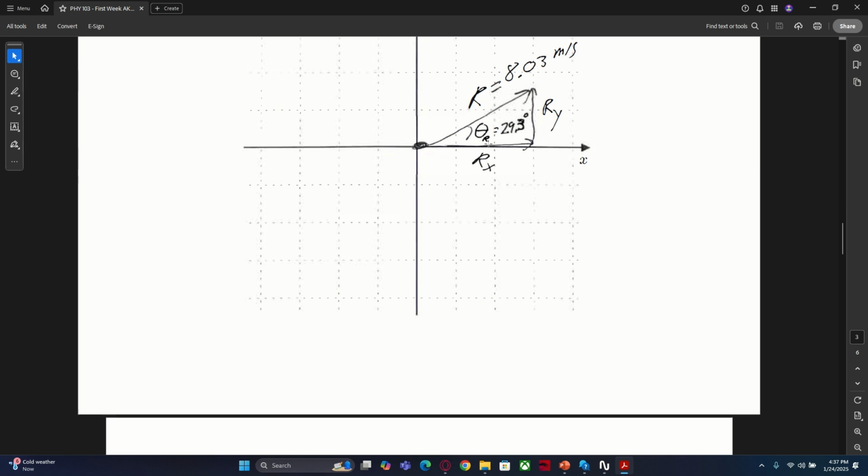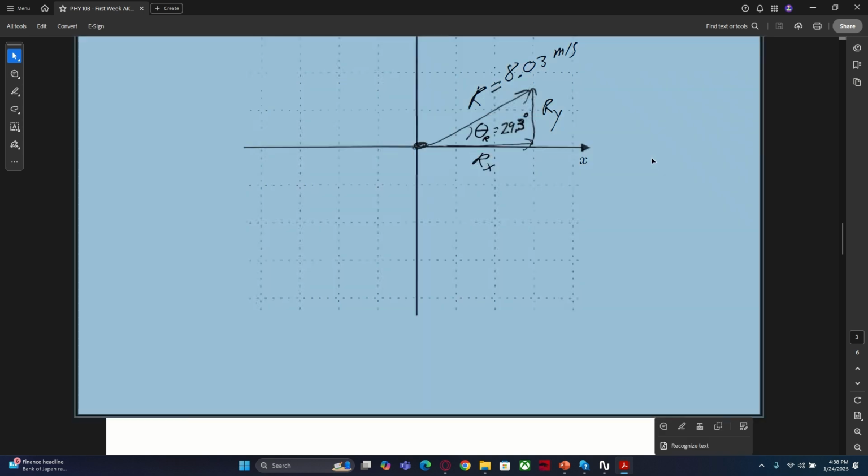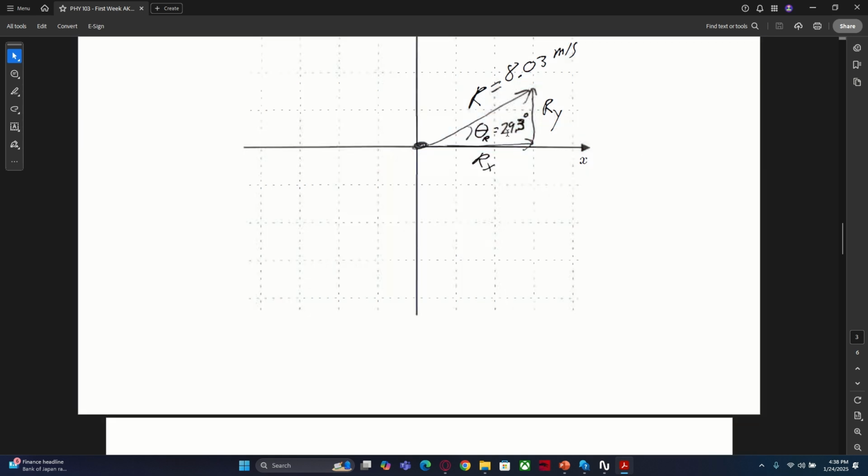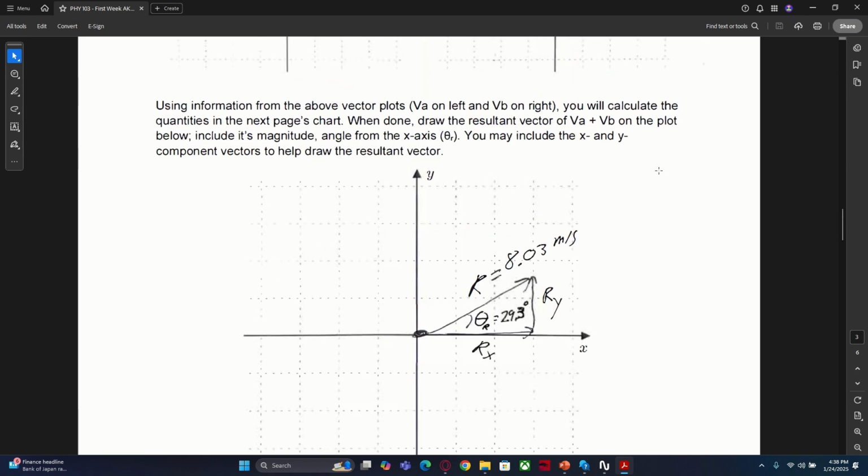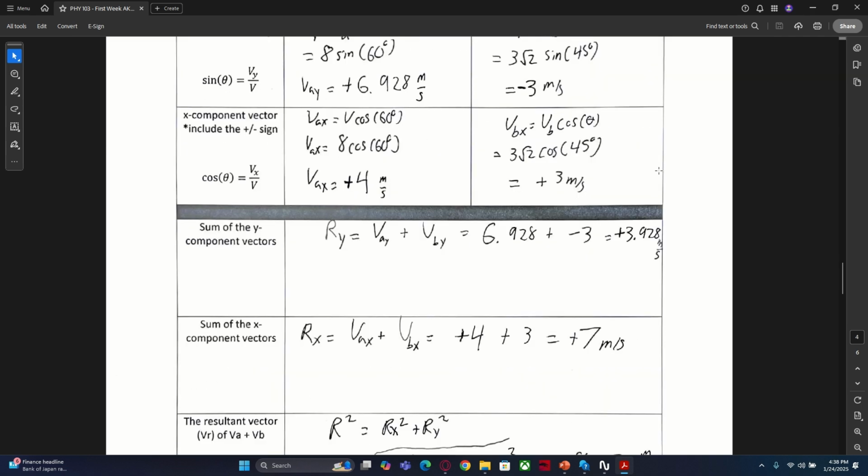Rx was positive, so to the right. Ry is positive, so up. Connecting from the tail of the first component vector to the arrowhead of the second component vector, that's how we draw our resultants. And then I just labeled its value, and I labeled the theta r, the angle for this, 29.3 degrees. And then that would be that worksheet.